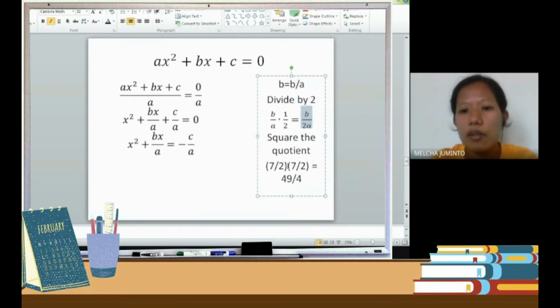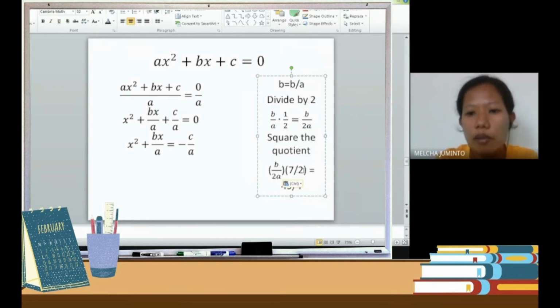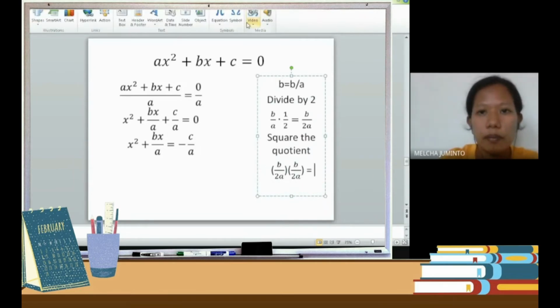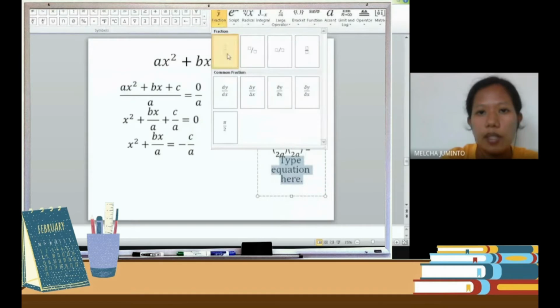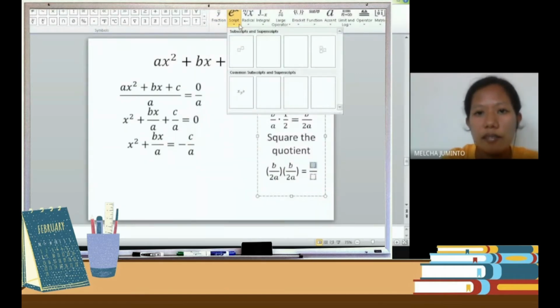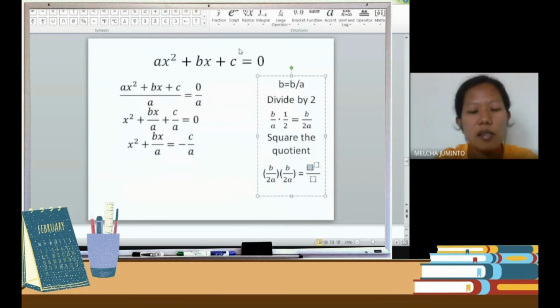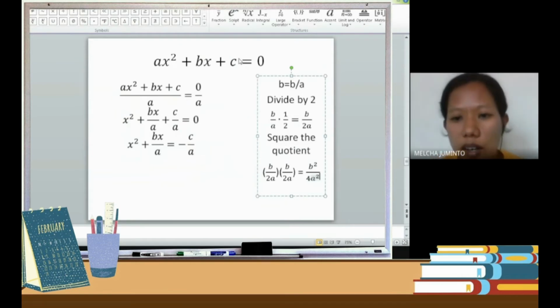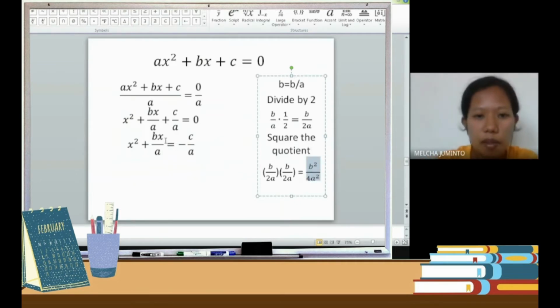Square b over 2a. When you say square, b over 2a times b over 2a. Numerator times numerator. What is b times b? B times b is b squared. And then 2a times 2a: 2 times 2 is 4, and a times a is a squared. So the square is b squared over 4a squared. And this will be used here to complete the square.